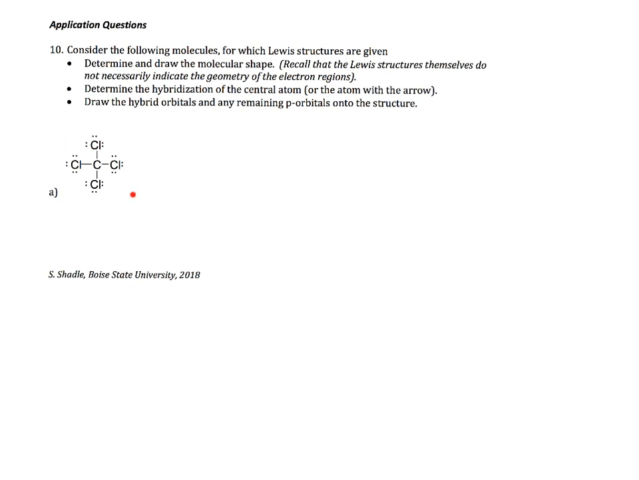So here we've got carbon tetrachloride. That is a compound that you should be able to name. Determine and draw the molecular shape. So we've got carbon. It's got 4 regions of electron density. That tells me it's going to be tetrahedral. So if I draw that, I get this.